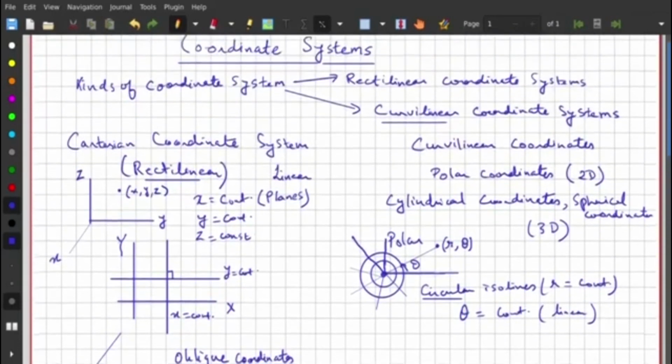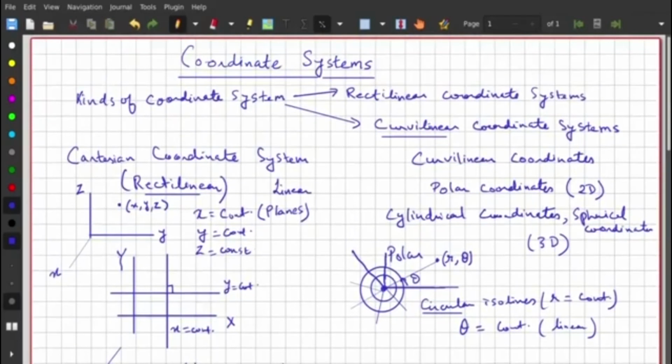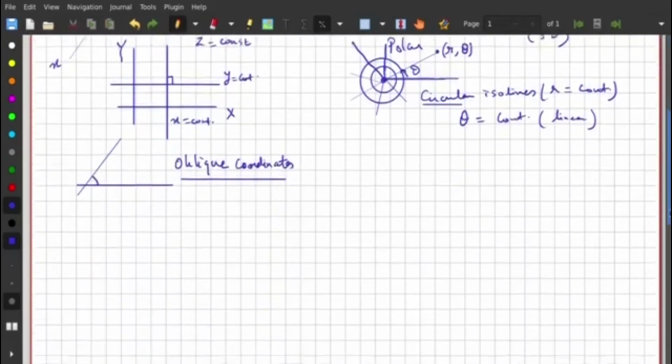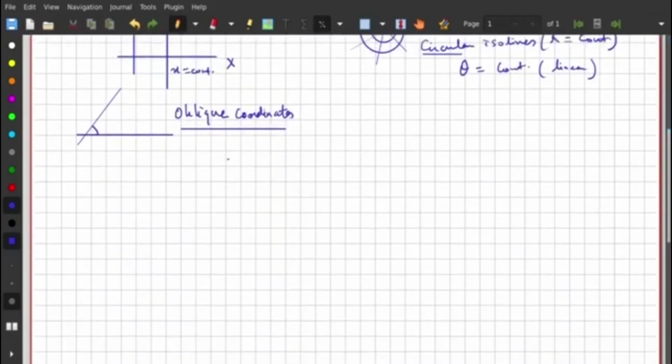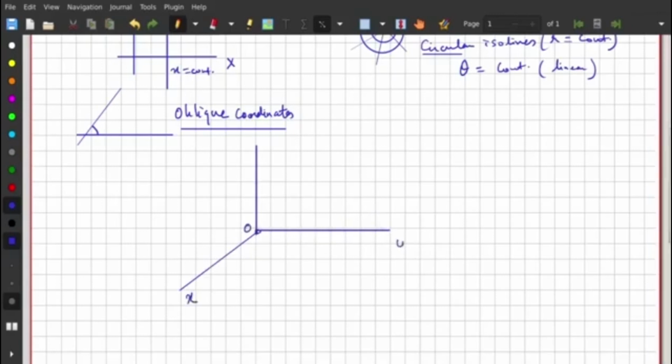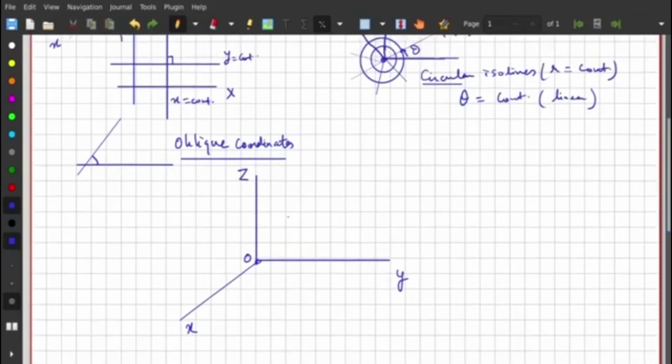Okay, so these are some of the basic examples of coordinate systems that we use in all of physics. Let's say we have Cartesian orthogonal coordinates. At the origin, we have the x-axis, y-axis, and the z-axis. This is a Cartesian coordinate system, as you can see, because it's linear. It's a rectilinear coordinate system, and it's orthogonal because all these angles, as you can see, are 90 degrees.